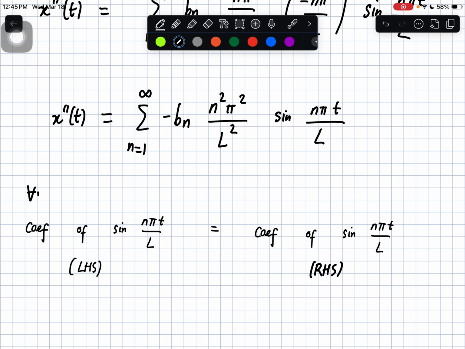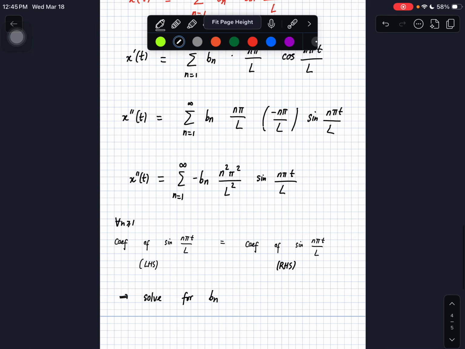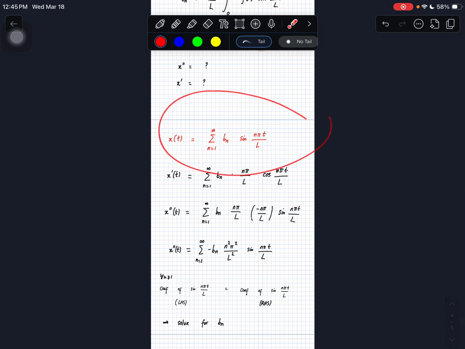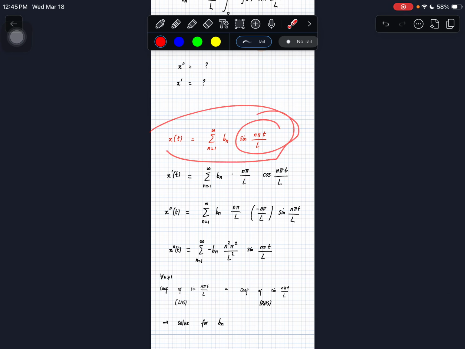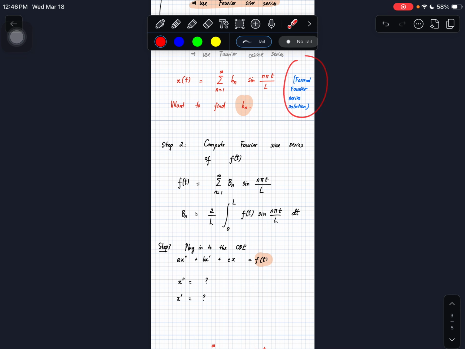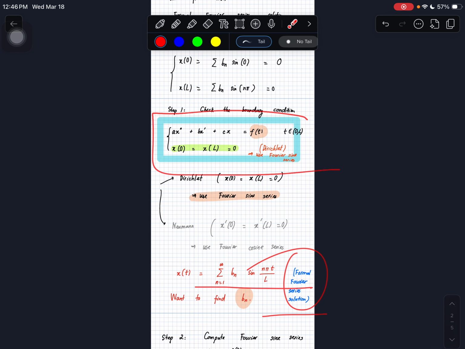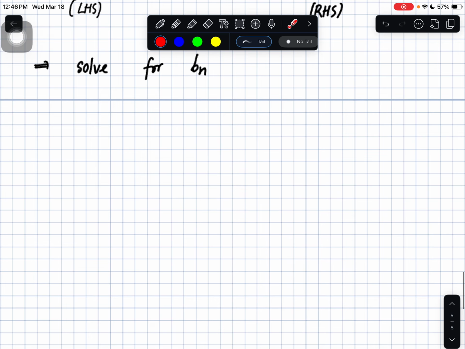For all n greater than or equal to 1, and then you solve for Bn, and that Bn will give us the coefficient for psi here in the Fourier sine series of x(t), and therefore we have a formal Fourier sine series solution of this boundary value problem. Let's do one example.